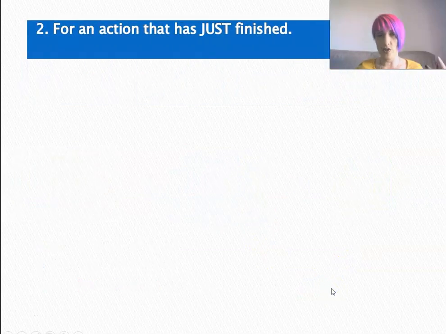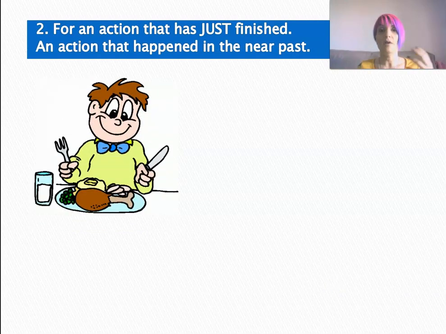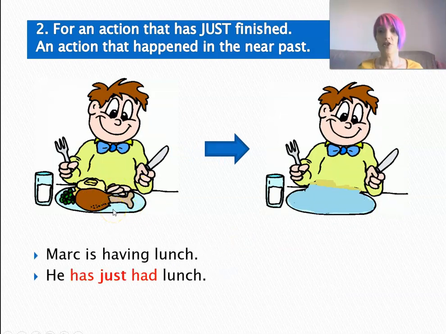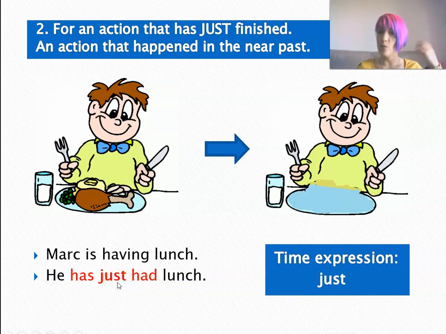Okay? When else do we use it? For an action that has just finished. This is an action that happened in the near past. Yeah? For example, here Mark is having lunch. And here he has just had lunch. Right? Pay attention to just. It's important. We'll talk about it later, right?